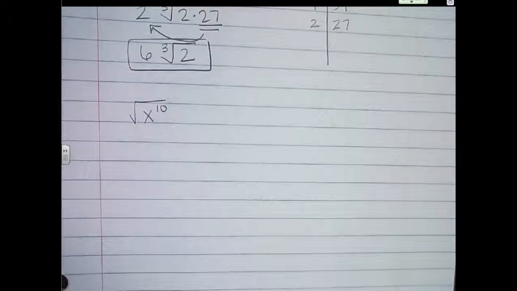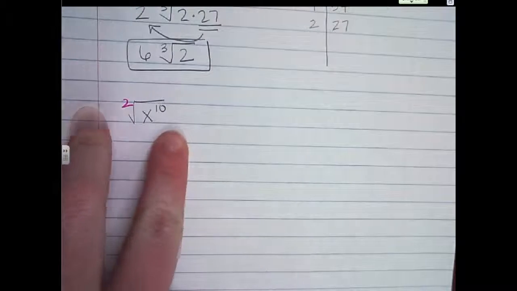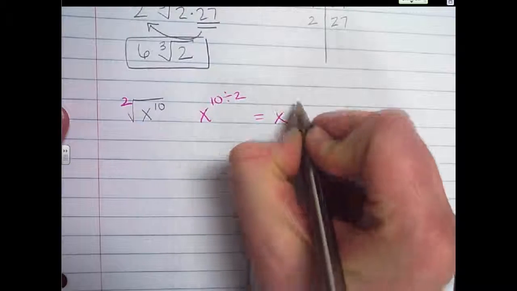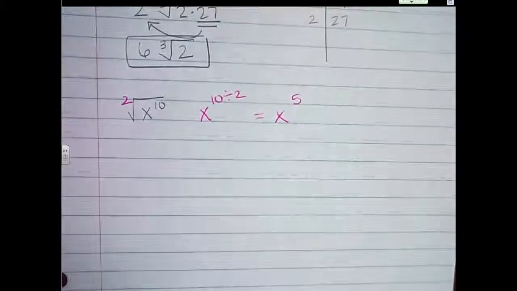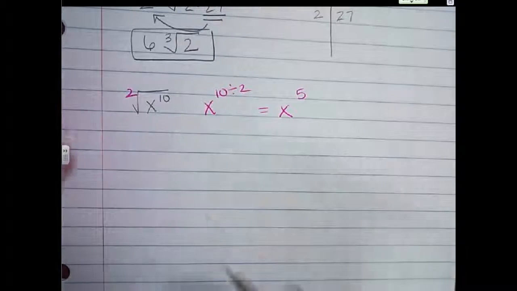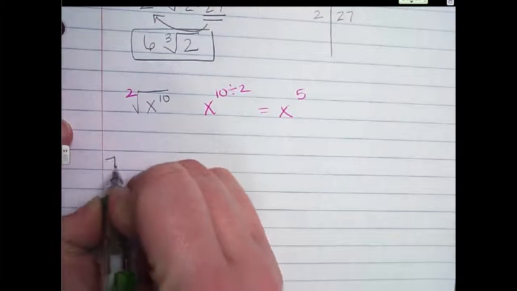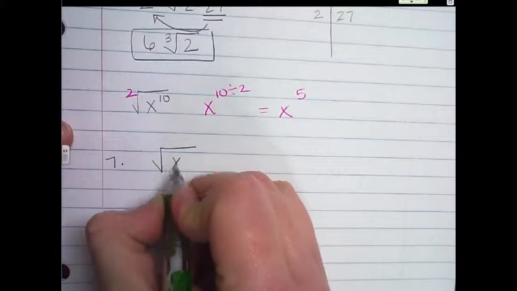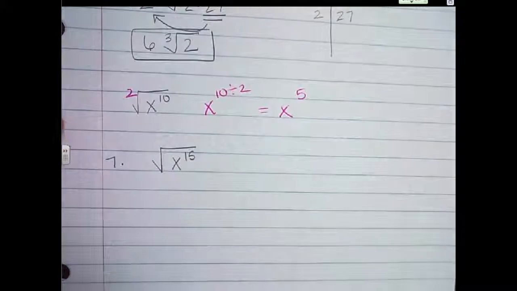Okay, so yesterday, if I gave you square root of x to the 10th, what is the little root number? 2. A 2. What did we do with these 2 numbers? We divided them. So I would do 10 divided by 2, which gave me x to the 5th. So all the changes today, instead of it being a nice even number, it's going to just be not so pretty. So number 7, let's do square root of x to the 15th.